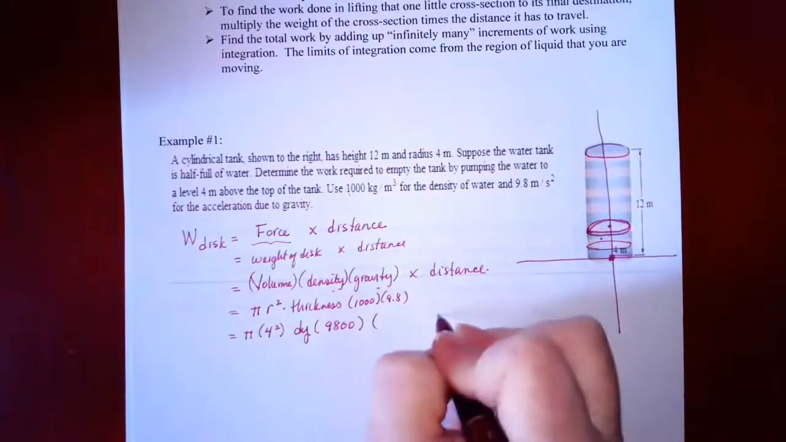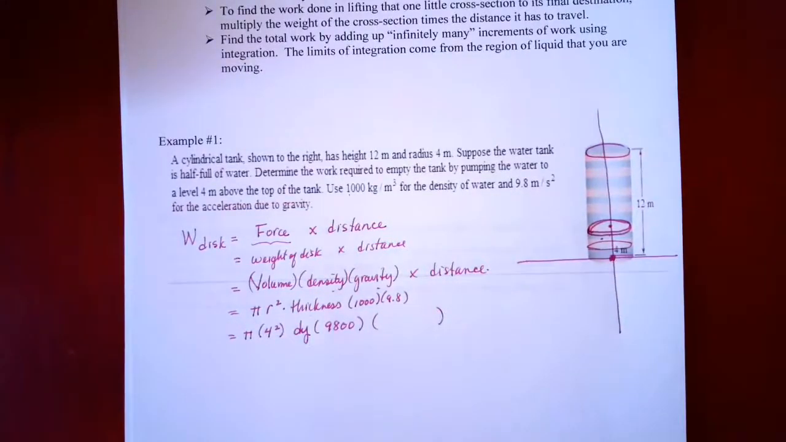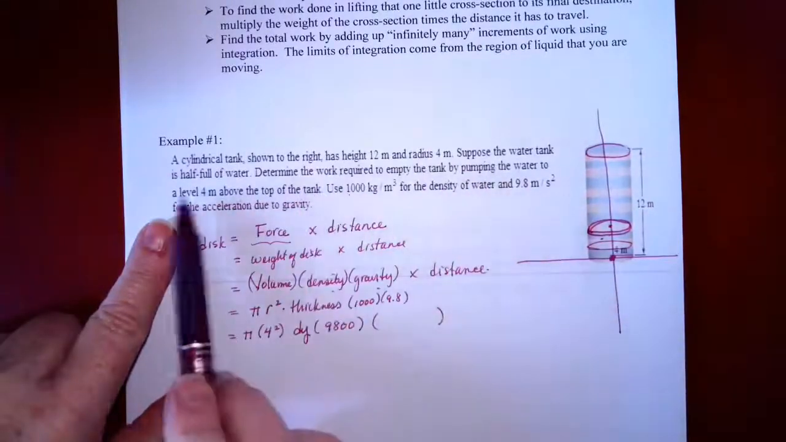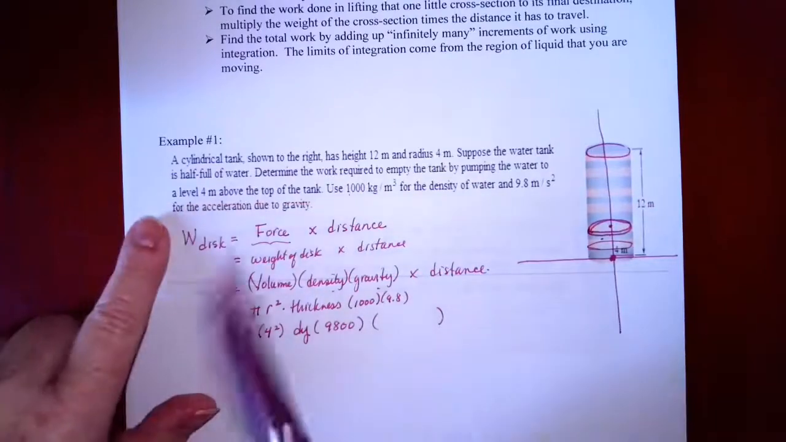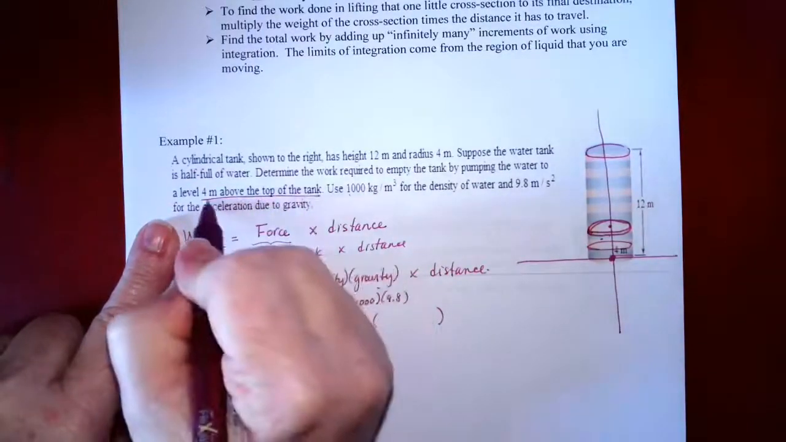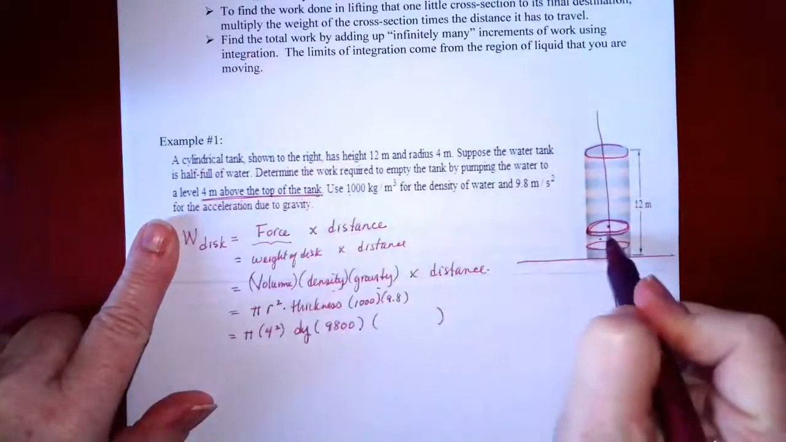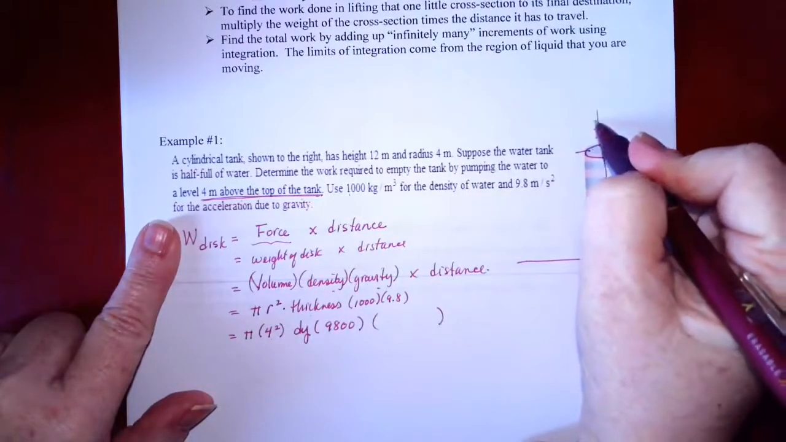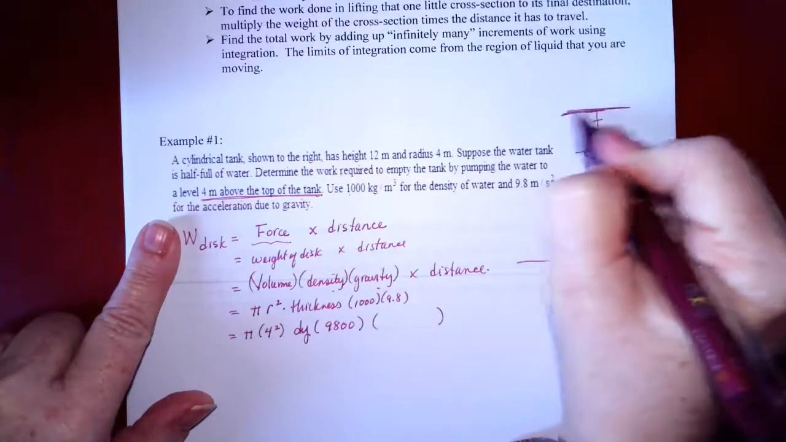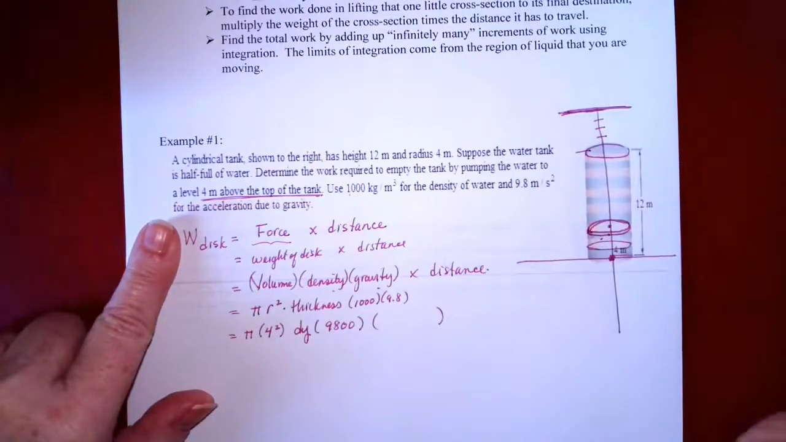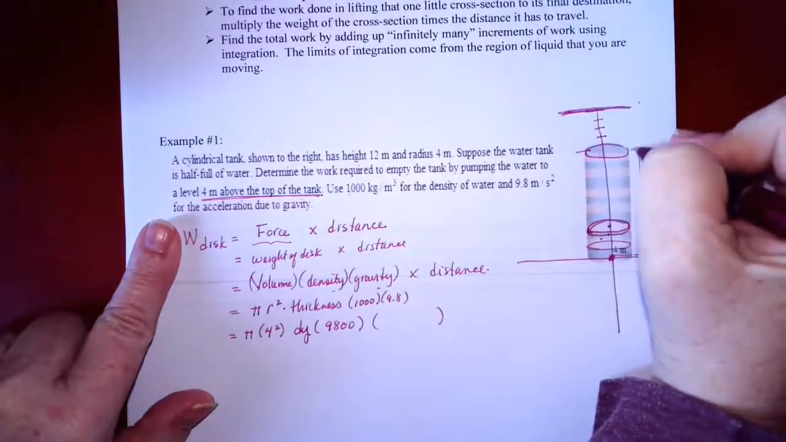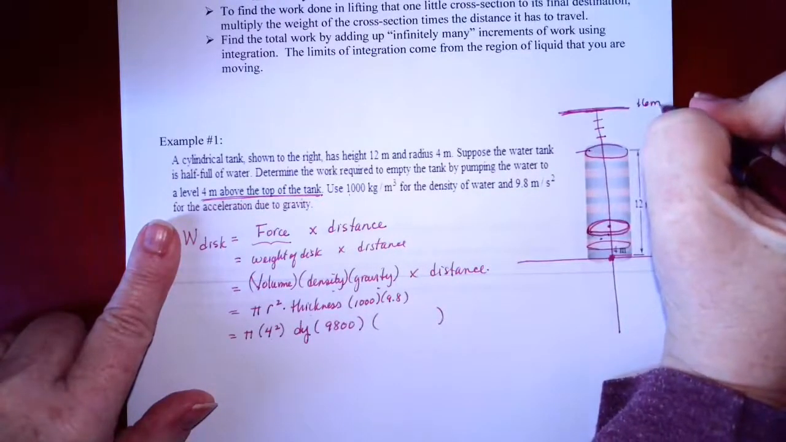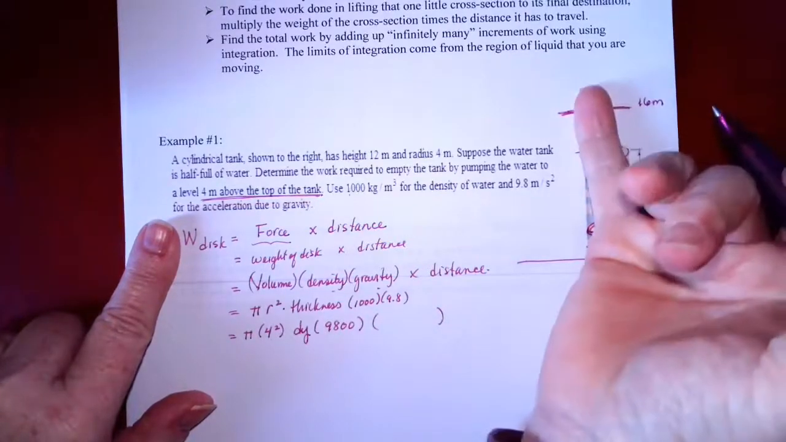Now I need to figure out how far does it have to travel. Okay, we want to pump this water to a level 4 meters above the top of the tank. So I'm taking this disc, I'm taking it to the top of the tank, and then I'm taking it 1, 2, 3, 4 more meters. So they all have to come up here. What is this height? If the tank is 12 meters and I want to go 4 meters more, that would be a 16 meter height that I've got to get this disc of water to.